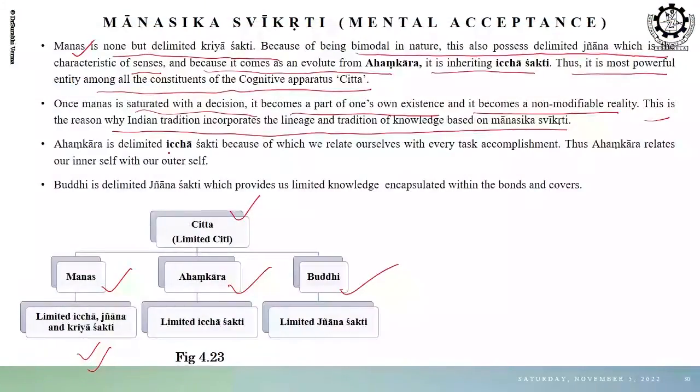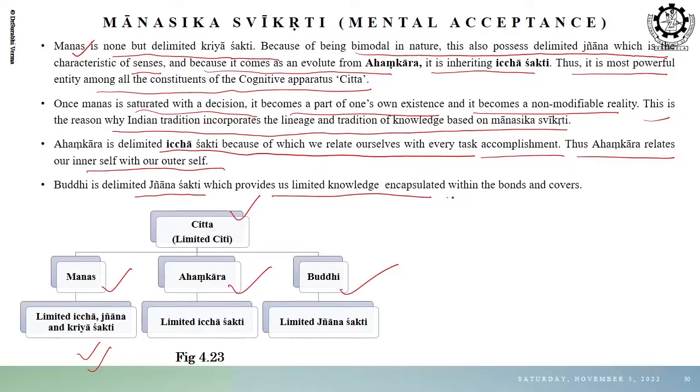Ahankar is delimited Iccha Shakti, because of which we relate ourselves with each and every accomplishment, and thus Ahankar relates our inner self with our outer self. That's why this is my, I-ness dominates. And Buddhi is delimited Jnana Shakti, which provides us limited knowledge encapsulated within bonds and covers. So in turn, Manas, Ahankar and Buddhi are delimited Iccha, Jnana and Kriya Shakti. And Manas has all of them together, that's why it's the most powerful entity among the Chitta.